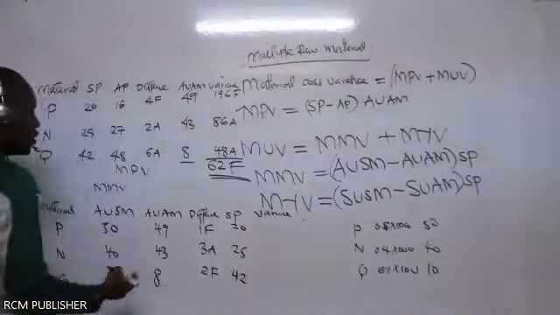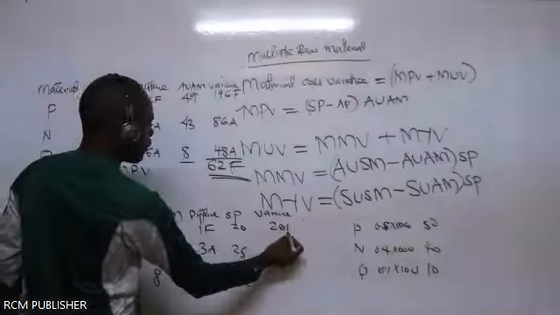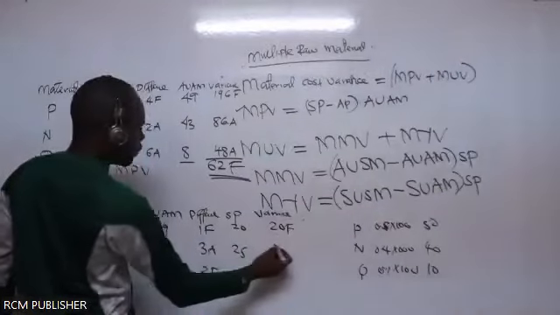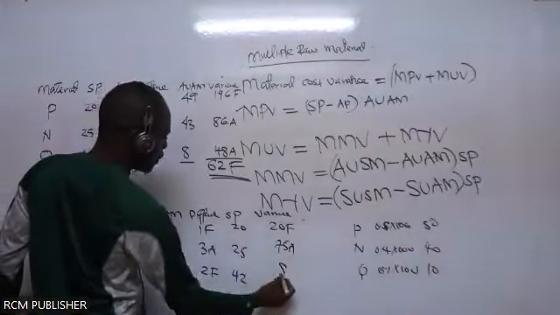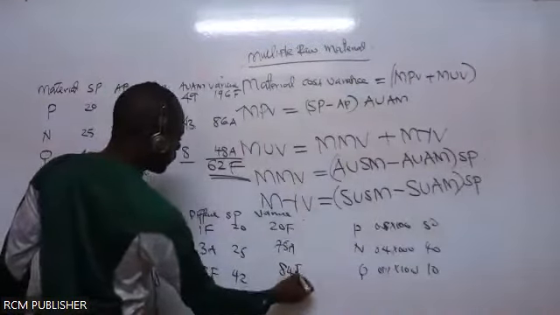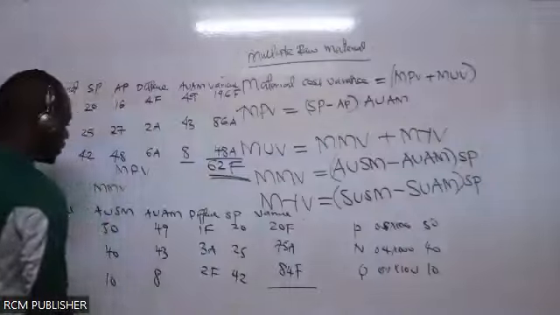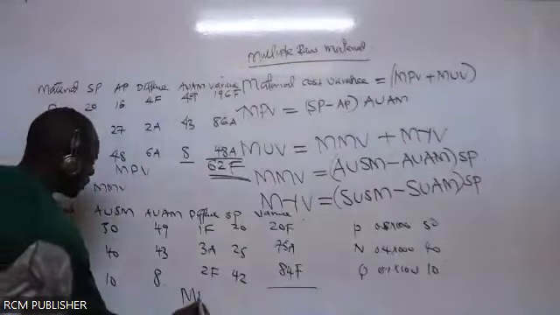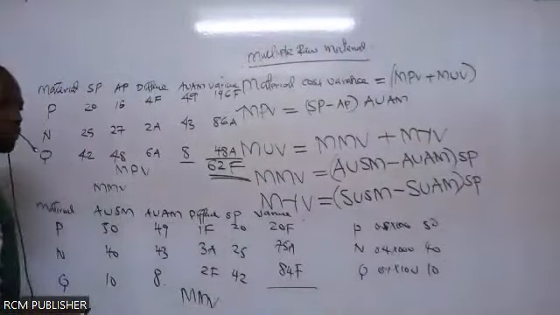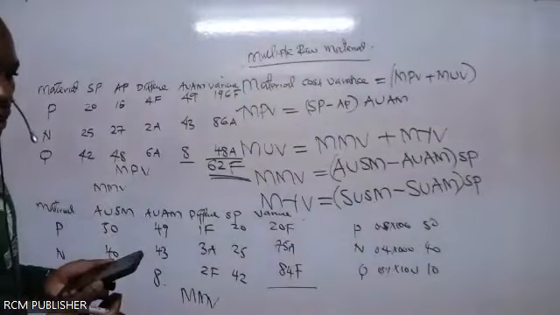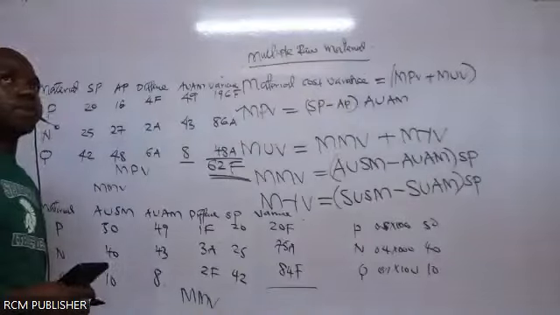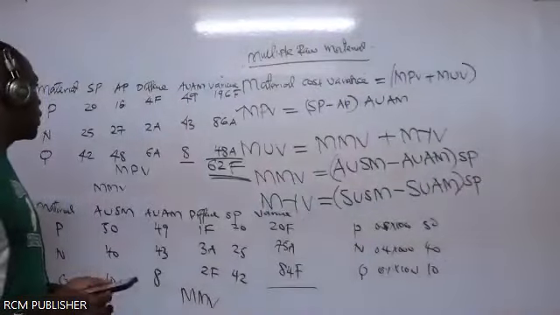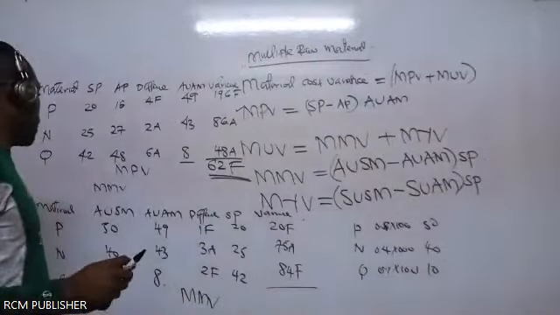Variances now. 1 times 20 will be 20F. 3 by this will be 75A. 2 by 4 will be 84F. Let us get the variance. Material mix variance.